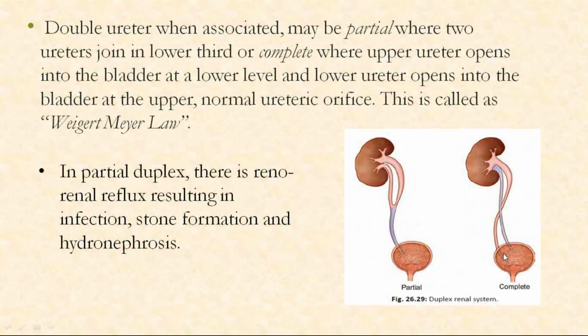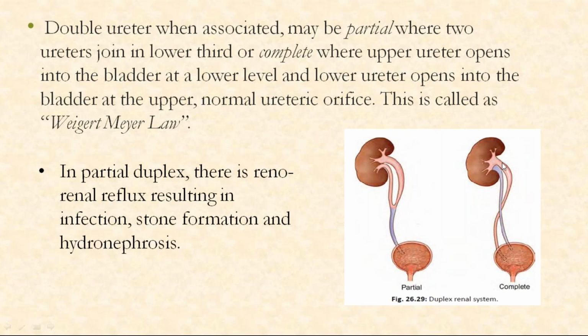This is a duplex system. These two combine and form a normal system. This is the normal upper one. This one is opening lower. This is called the Weigert-Meyer law. I will be explaining this in the diagram. Remember this Weigert-Meyer law. This is the kidney, this is the bladder. This is the upper ureter, right? This is the lower ureter. Two ureters are there because it is a duplicated ureter.